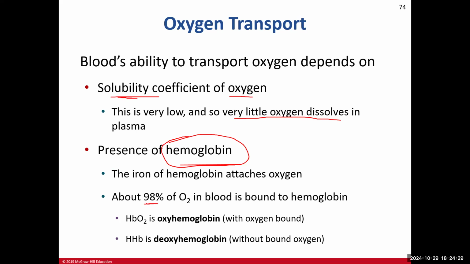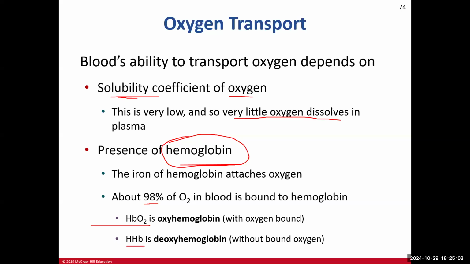So when oxygen is bound to hemoglobin, we call it oxyhemoglobin, and we write it like this, HbO2, right? If there is not going to be oxygen bound to hemoglobin, we call it deoxyhemoglobin, and we write it like this, HHb. Okay, so if you're reading some literature, just know that if you see O2, which is oxygen, then that is going to be oxygenated or oxyhemoglobin. So that means that there's oxygen bound onto that hemoglobin.